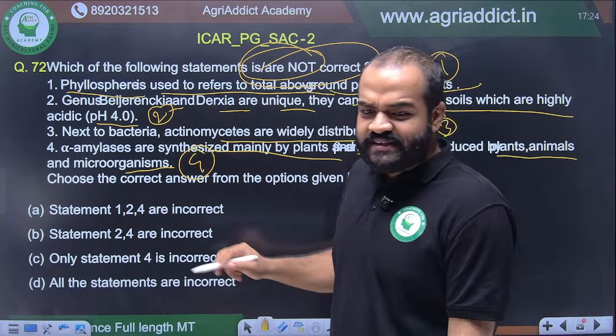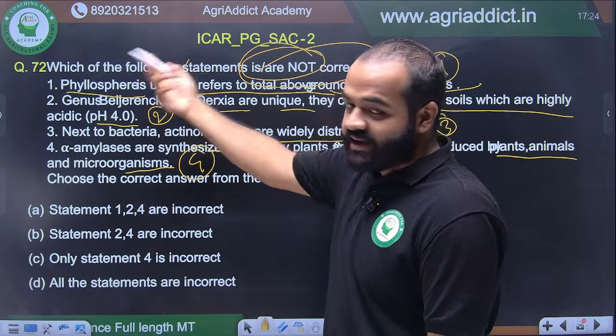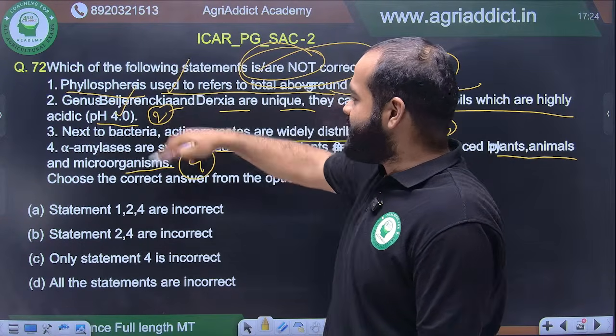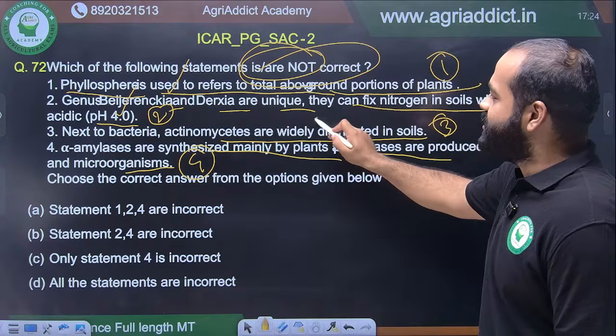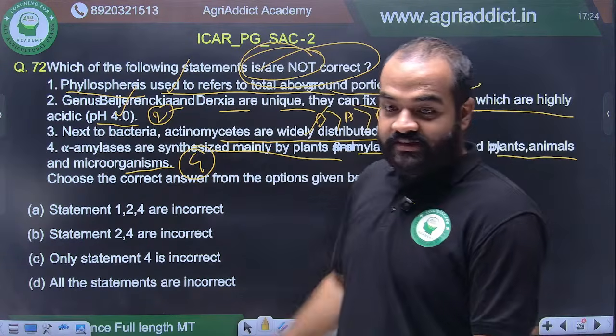बाकी तो देखो easy है. Phylosphere is total above ground. This is correct. Beijerinckia and Derxia can fix up to pH 4. This is also correct. Next to bacteria, actinomycetes. We all know it is bacteria, actinomycetes, and fungi. So this is also correct. Why is statement 4 not correct?